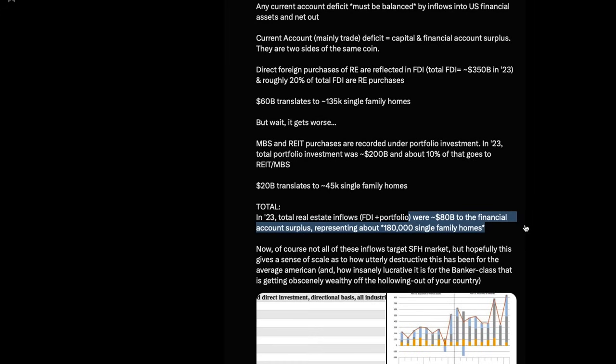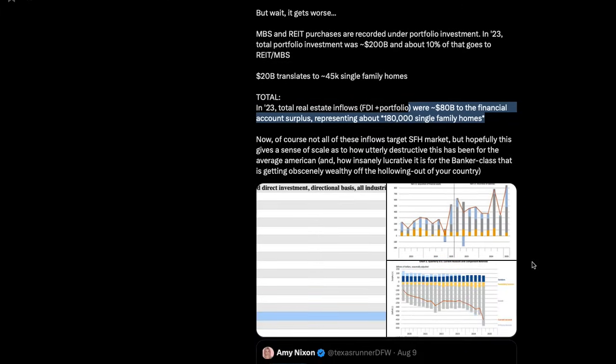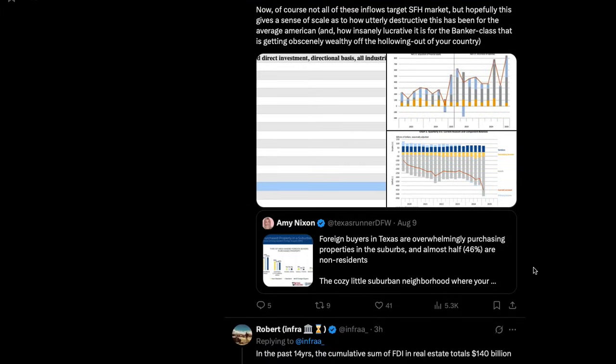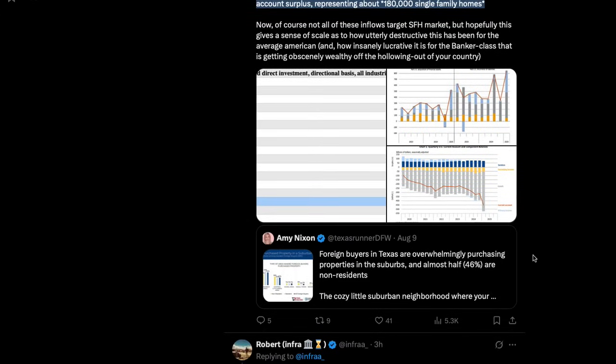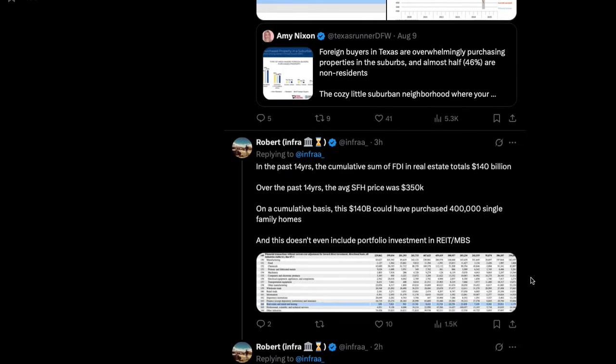Of course, we've been running an ever larger trade deficit for decades. This is just for 1 year. $80 billion flowed into the real estate sector from foreigners. I make a note that, of course, not all this money is flowing into the single family home market. Some of it's going into commercial real estate. So hopefully, the point there is to illustrate the scale of the problem, the scale of this structural bid into U.S. financial assets from foreigners. It is a direct requirement or direct result of running such large trade deficits.